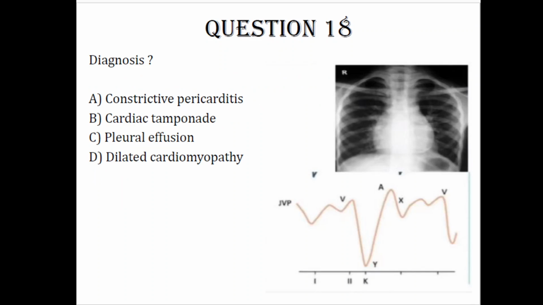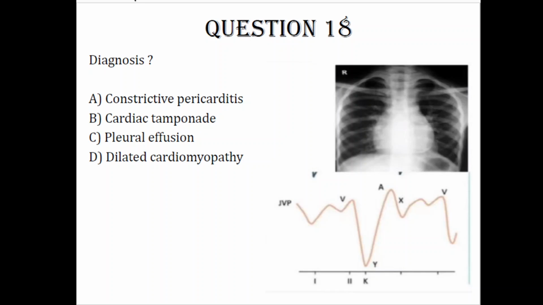Now let's look into this last question. What is the diagnosis of this given condition? There was an X-ray, and here a jugular venous pressure curve is given. Now on the X-ray, what do you see? You see here calcification of the walls of the pericardium. There is significant calcification. You see down here there is significant calcification.